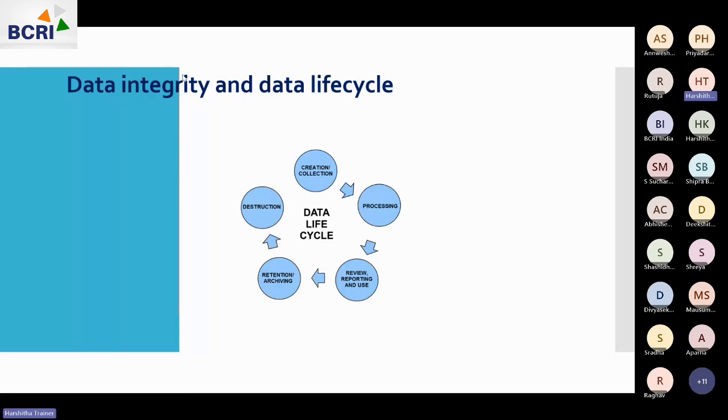Now the data life cycle. Once you create the data, you will process it, you will review and report the data, you will archive the data, and you will destroy the data. Each of these processes are your day-to-day activities once you join the CDM department. Clinical data management is a department in CROs and also in sponsors.